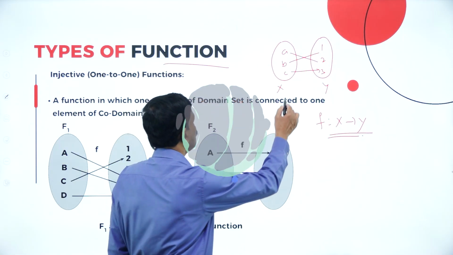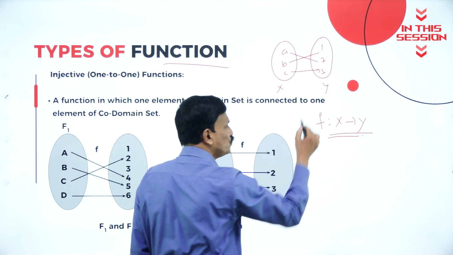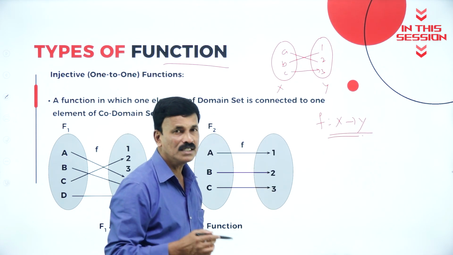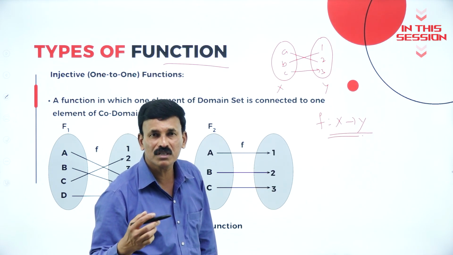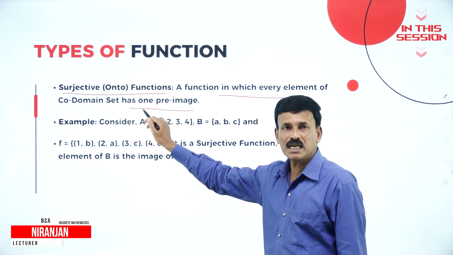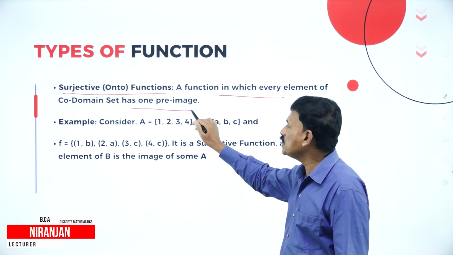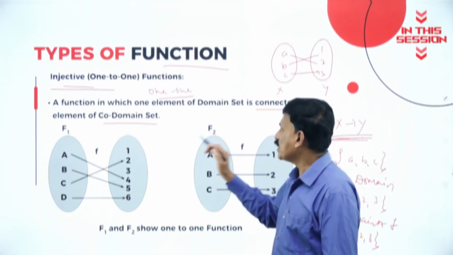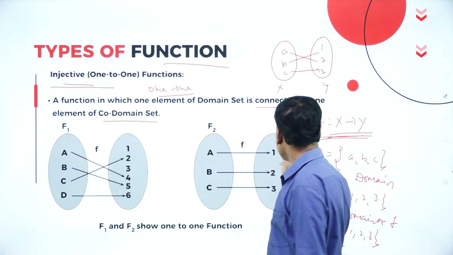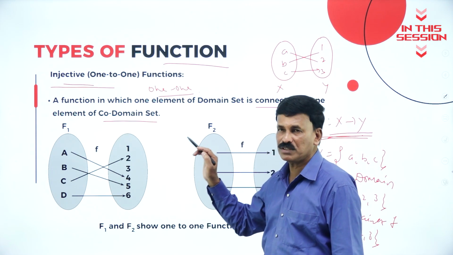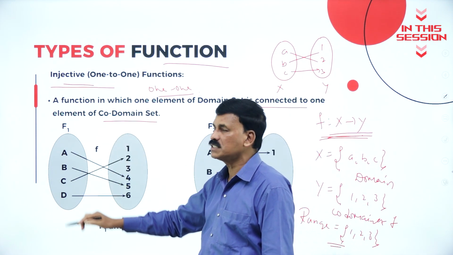If each and every element of X has a unique association with the elements of the set Y, then f from X to Y is called a function. If every element of the codomain set has a pre-image, then such a function is called an onto function. If one element of the domain set is connected with one element of the codomain set, then it is called a one-one function, or it is also called an injective function.